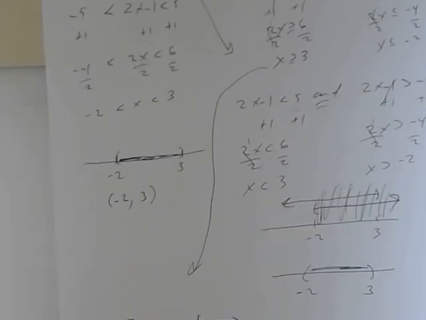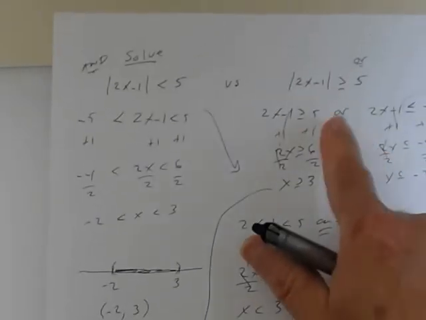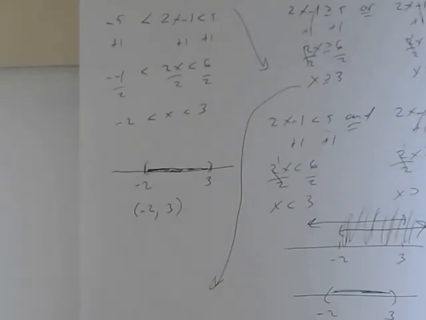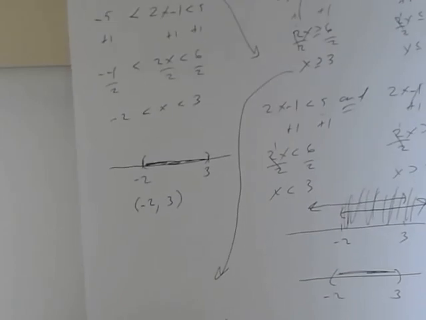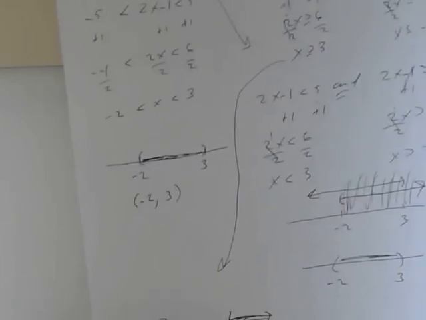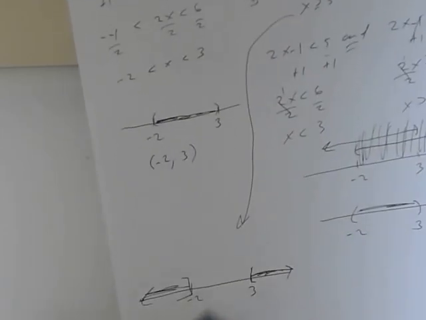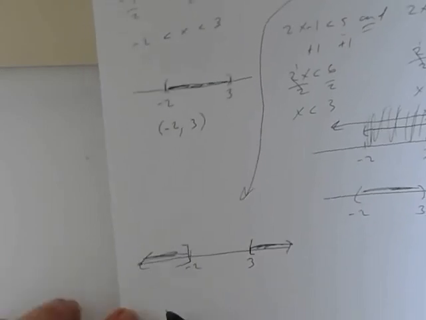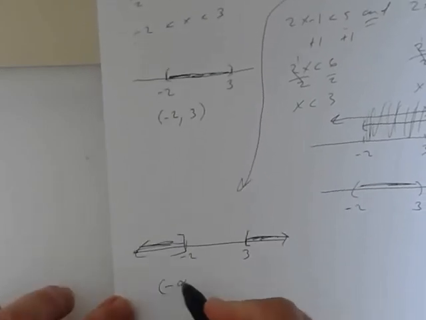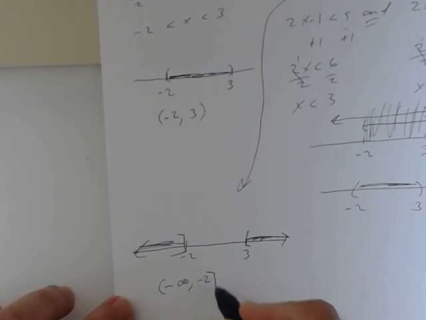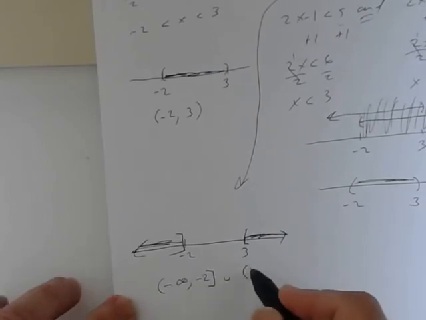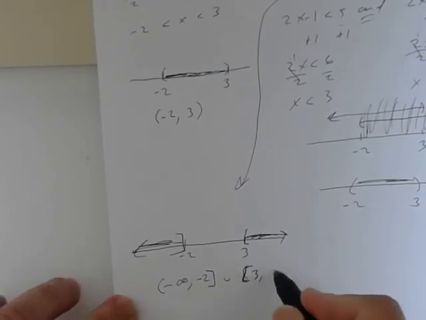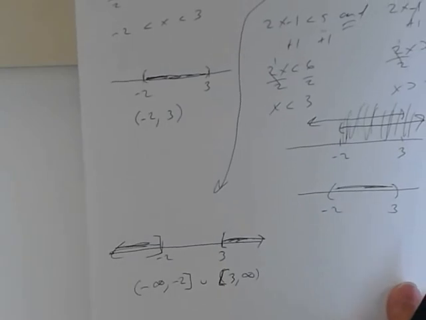And I don't look at intersection here. This "or" means what? Union. "Or" means anything that's shaded is a solution. So anything that's shaded, right? So that's your answer. So that's your graph. As an interval, you would say negative infinity comma -2, union, and then bracket 3 comma infinity. Okay?